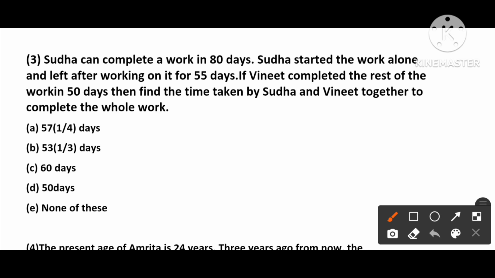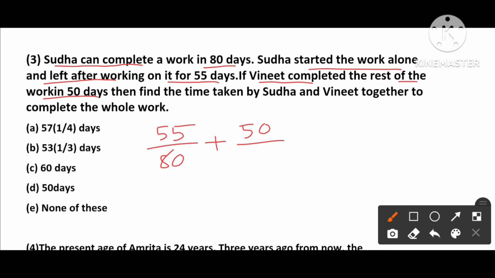Third question. Sudha can complete a work in 80 days. Sudha started the work alone and left after working on it for 55 days. So Sudha worked for 55 days, and his capacity will be 80 days. And Vineet completed the rest of the work in 15 days.